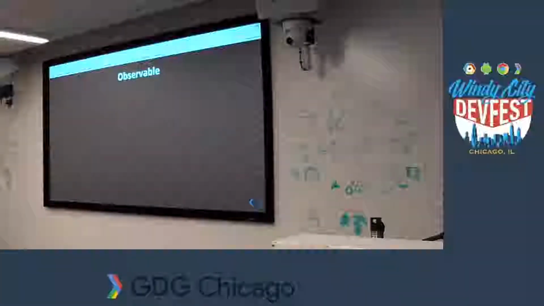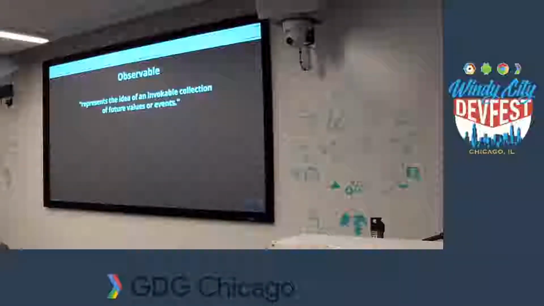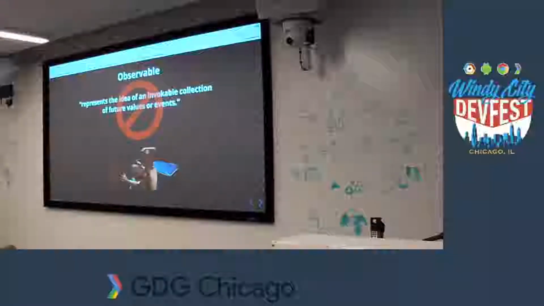So when I go to look up what an observable is, I find definitions like these. An observable represents an idea of a callable collection of future values or events. And to me, when I'm trying to understand a new concept, it just makes me want to bang my head against the wall. This isn't helpful at all. I'm looking for real-world examples on how to implement these new ideas. So we're going to try to avoid doing that today.